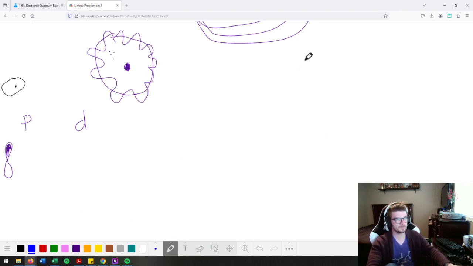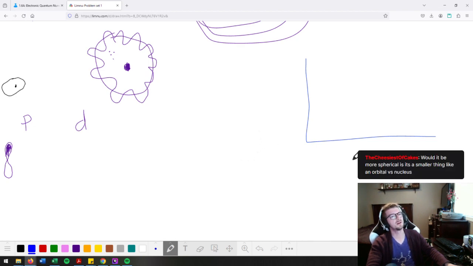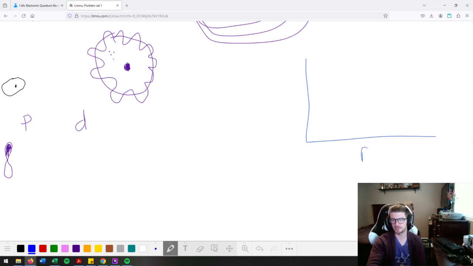So, how do we do this again? Would it be more spherical? Is it, if it's a smaller thing, like an orbital versus nucleus? I'm not entirely sure how to answer that.